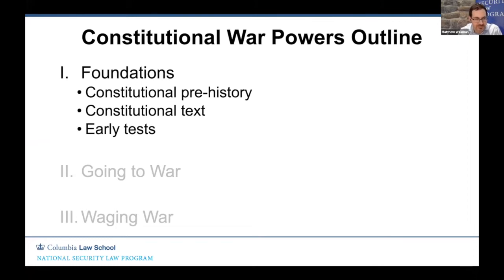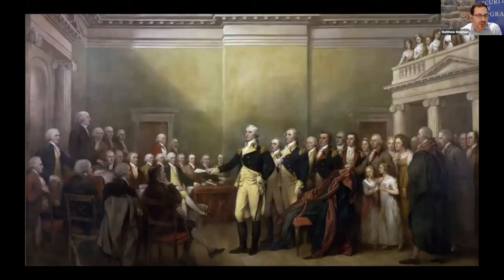So let me start with, this is one of my favorite paintings of George Washington that captures some important themes of constitutional prehistory. This is a painting by John Trumbull of George Washington before the Continental Congress at the end of the Revolutionary War, resigning his commission as commander-in-chief of the Revolutionary Army.